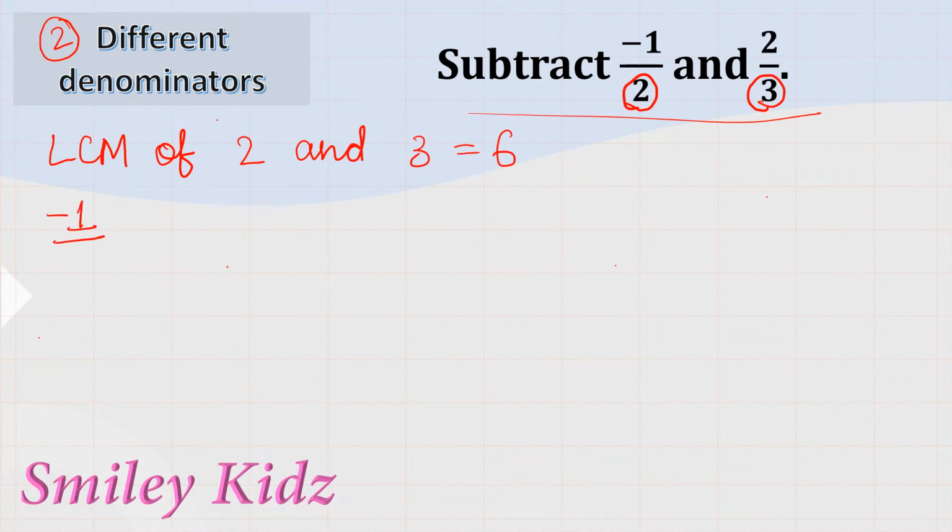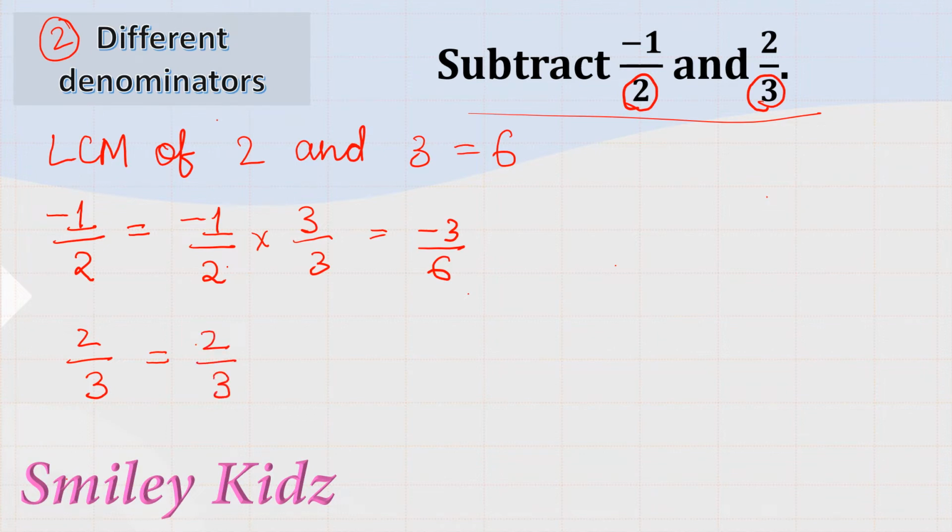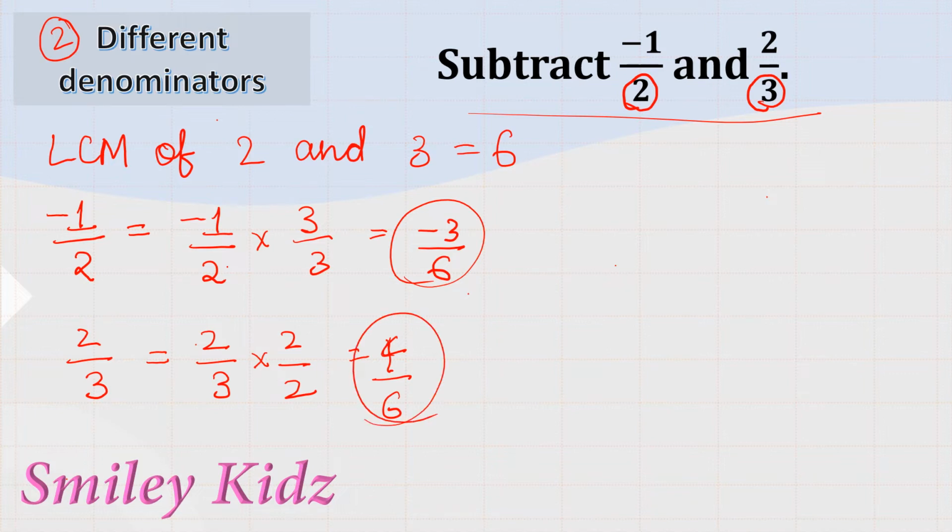Now let's convert these two rational numbers into equivalent rational numbers. Minus 1 by 2 is equal to minus 1 by 2 multiplied by 3 by 3, which is equal to minus 3 by 6. Let's do the same for 2 by 3. 2 by 3 is equal to 2 by 3 multiplied by 2 by 2, which is equal to 4 by 6. Here we have got the equivalent rational numbers.